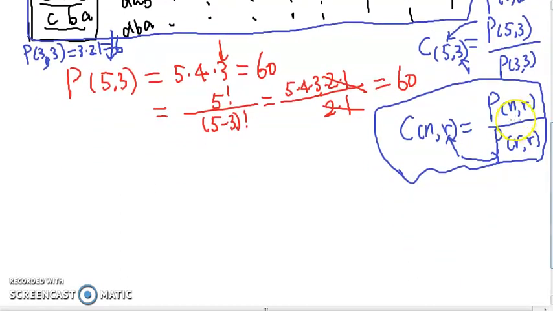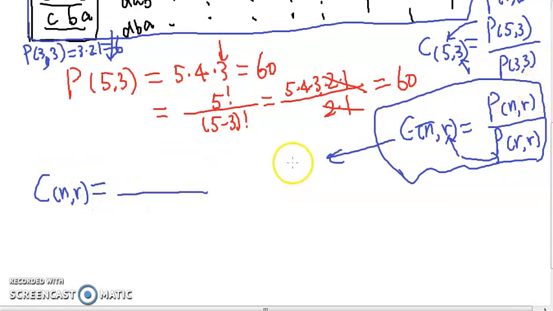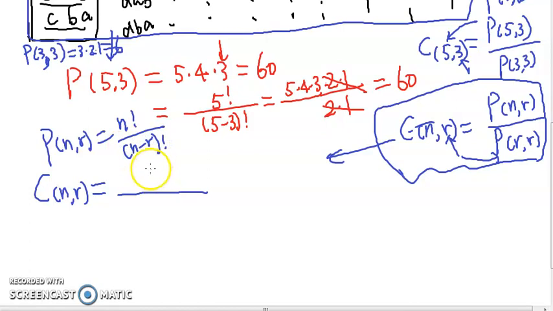So the next thing we want to do is to simplify this formula a little bit. So let's put it over here. C n choose r is equal to the top P n choose r. And we know the permutation formula for P n r is n factorial divided by the difference of these 2 factorial. So the top will give us n factorial divided by n minus r factorial. And the bottom is P r r, and we know P r r is just r factorial. So that goes on the bottom.